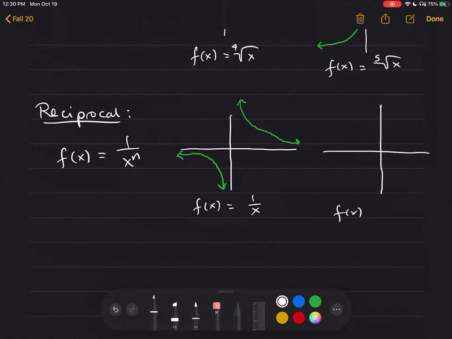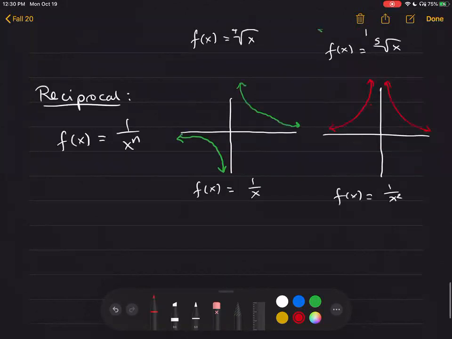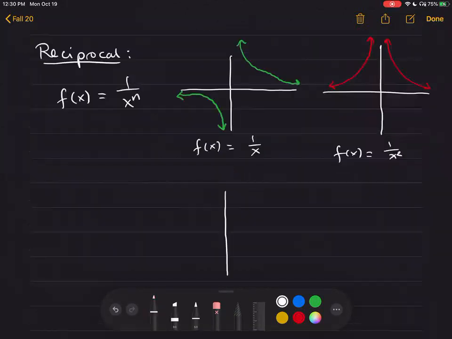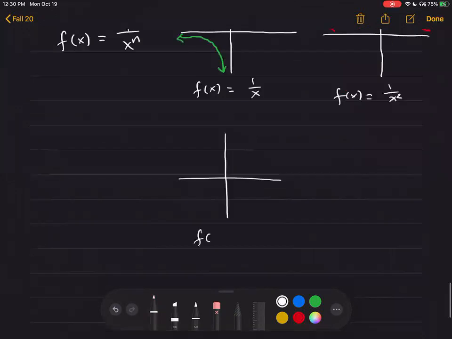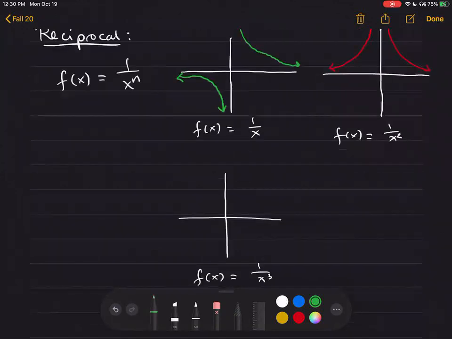And then if we look at f of x equals 1 over x squared, we see that we get the same kind of picture, maybe a little boxier there. But this time, this one's going to be above the x-axis. And that's because the x squared makes things positive when we go ahead and graph them. Similarly, if we have f of x equals 1 over x cubed, again, the same pattern as the power functions. This one is going to be boxier, but still looks like this.